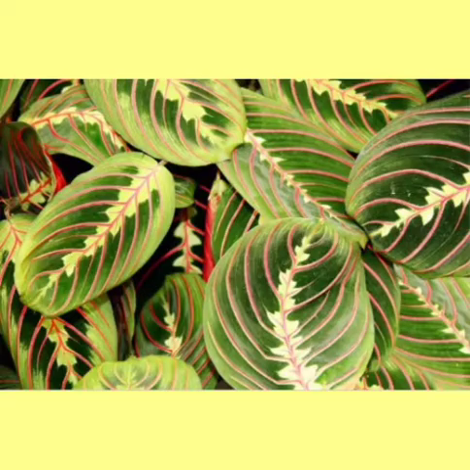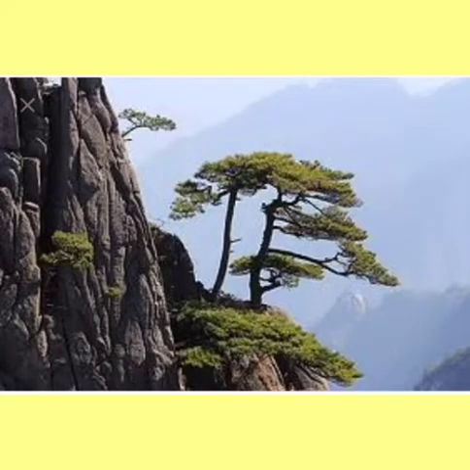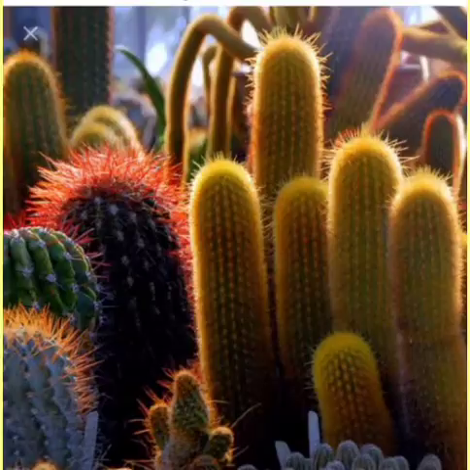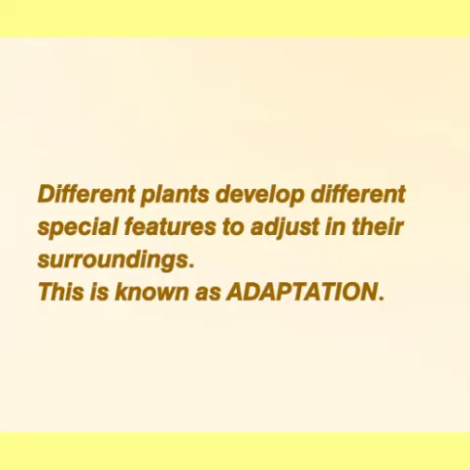Children, we know that there are different landforms present on earth, and plants are present on all these landforms, whether these are hilly regions or deserts or water or sea coasts and all other places. We can see plants everywhere. And this happens because plants have special features to adjust in their surroundings, and this special ability of adjustment is known as adaptation. Scientists have discovered that there are over 4 lakh different types of plants all over the world.